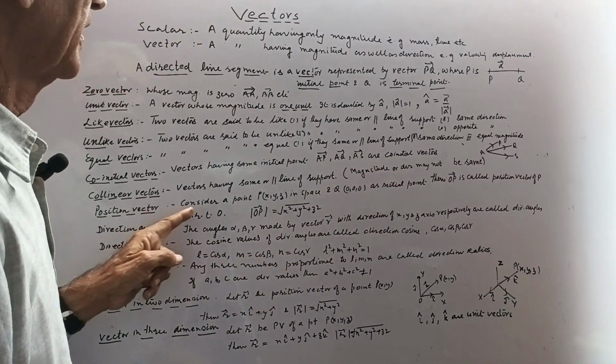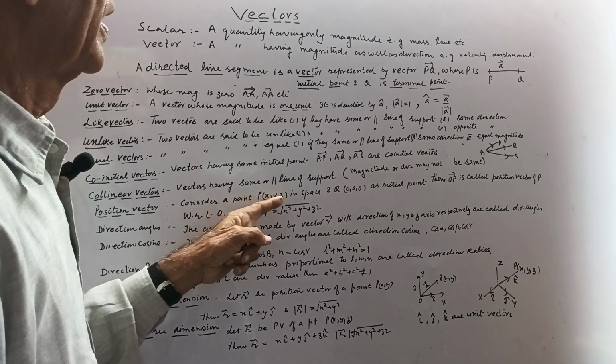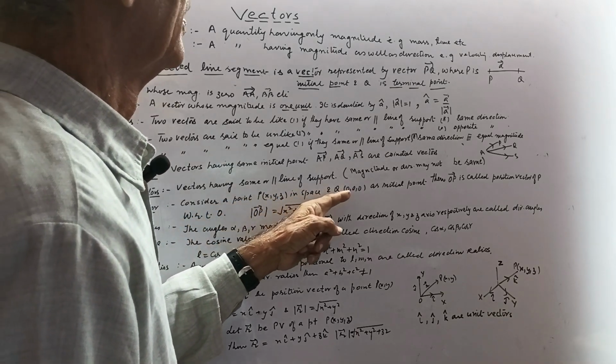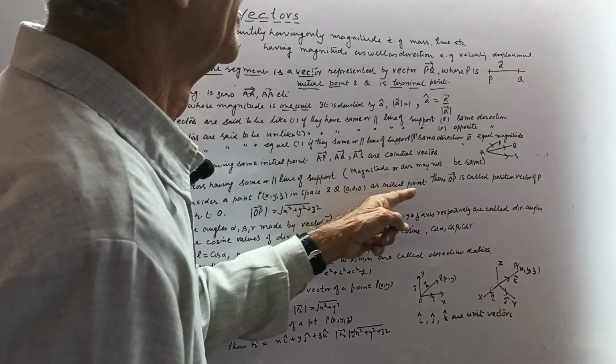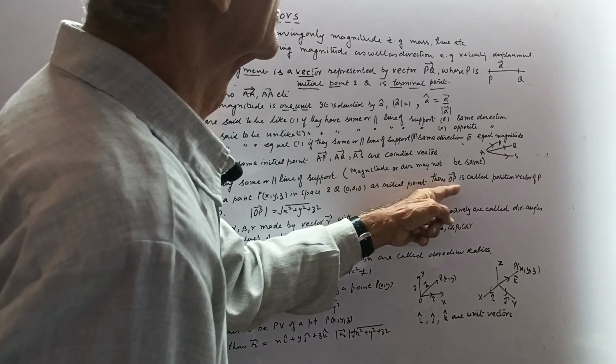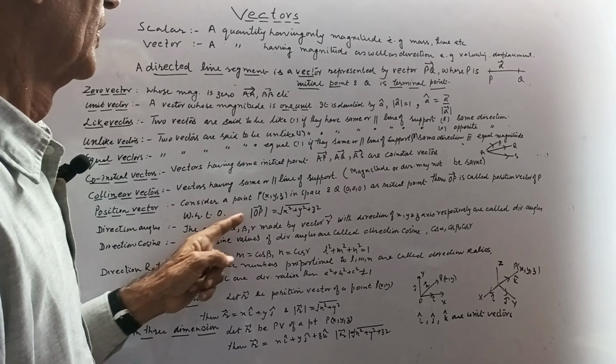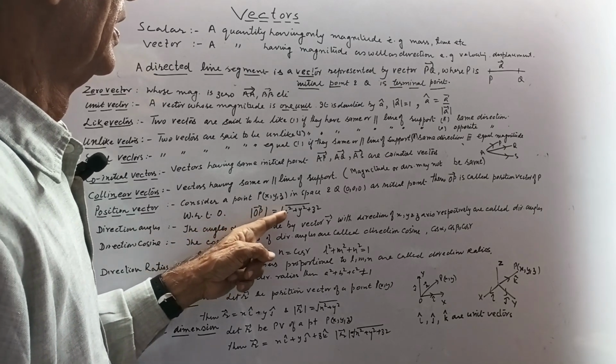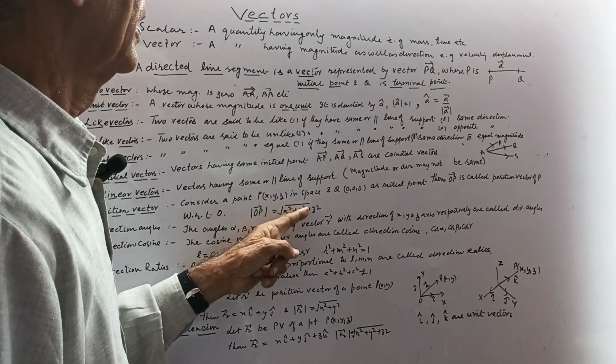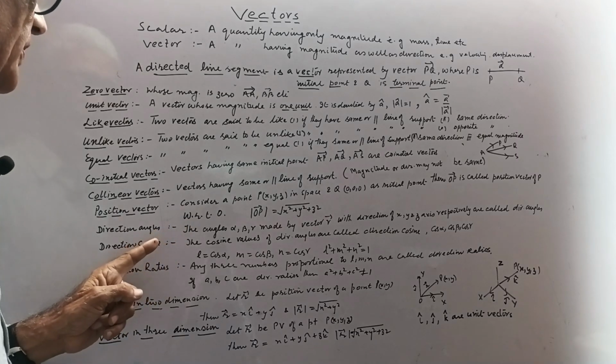Position vector. Consider a point P (X, Y, Z) in space and O (0, 0, 0) as the initial point. Then OP vector is called the position vector of P with respect to O. OP vector mod is equal to the square root of X square plus Y square plus Z square.